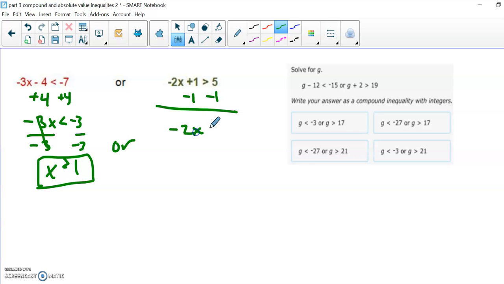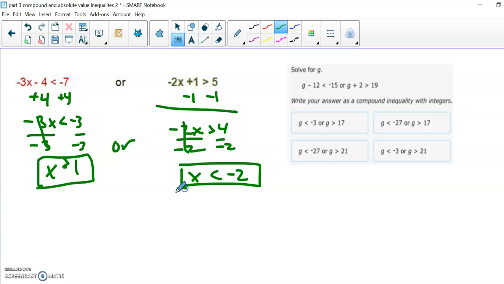or let's subtract 1 from each side. I get negative 2x is greater than 4. Divide each side by negative 2. Again, we're dividing by a negative, so I'm going to flip my sign, and I get negative 2. So x has to be more than 1 or less than negative 2.